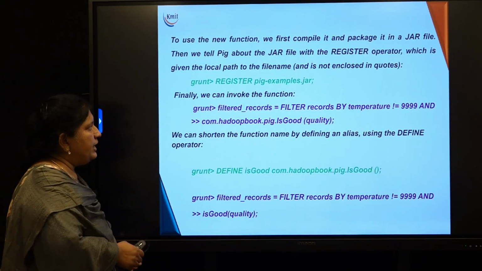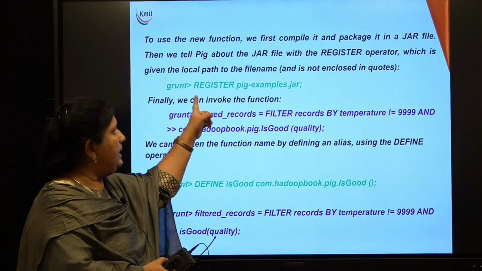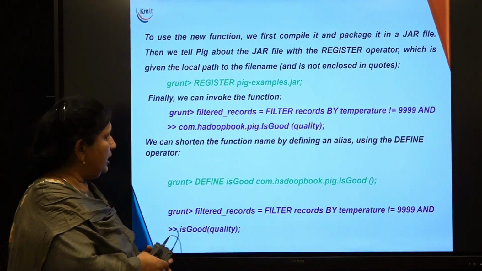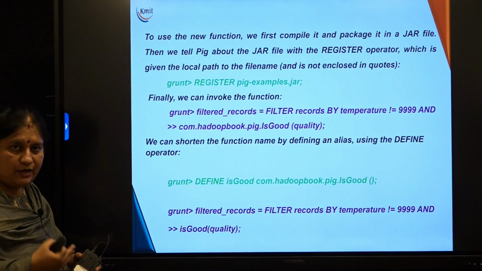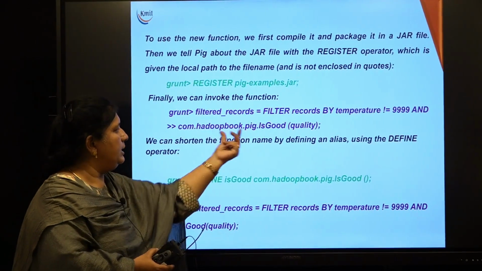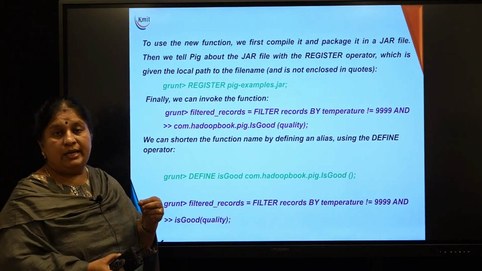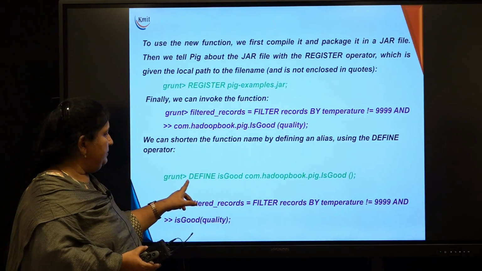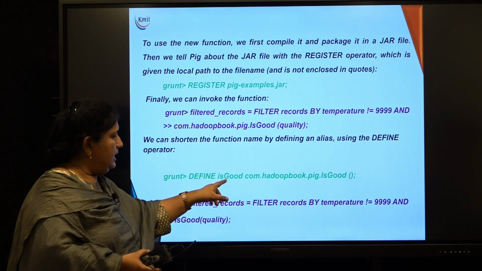Now, once I finish writing this, the function is to be converted into a jar file and registered. The moment you write register pig examples.jar, this function will be registered into the user defined functions library. After you register that, you can directly invoke the function like this. You can also give a short name, just like in SQL we have alias names, here also you can give alias names. What is the alias name given as? Define is good. This is the alias name.